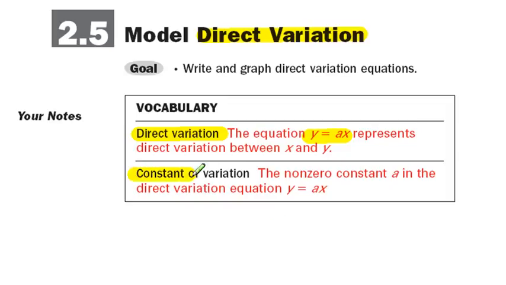We're also going to have this new thing called a constant of variation, and this should look suspiciously like the slope. It is the slope. So in direct variation, we are talking about slope-intercept form where the y-intercept is 0, and we're going to call the slope the constant of variation. All right, so let's look at some problems.